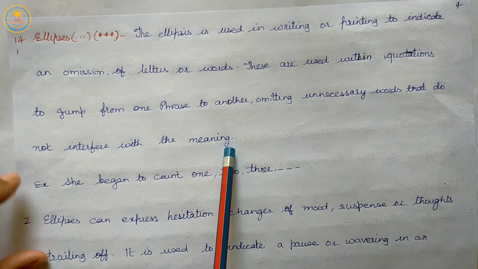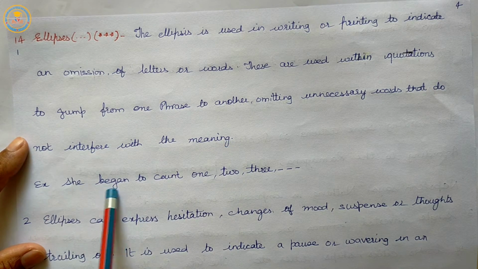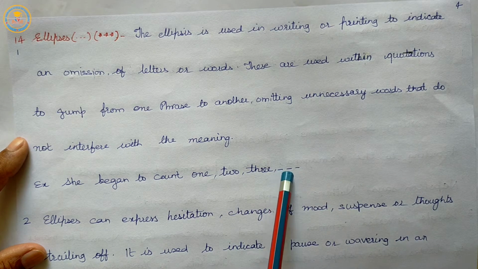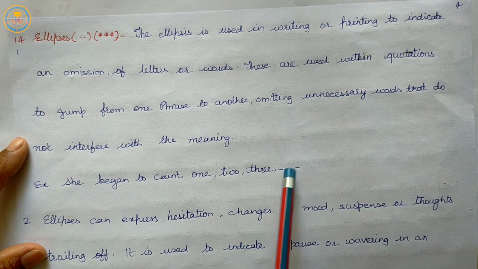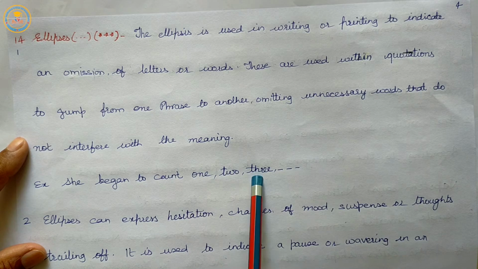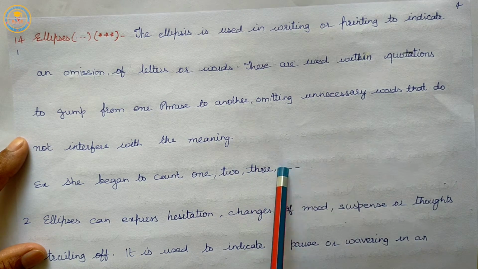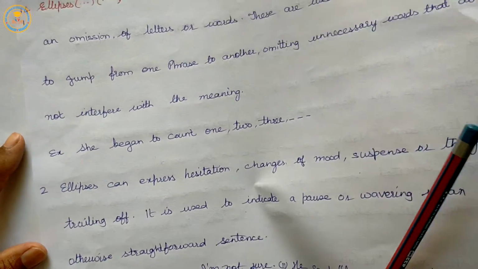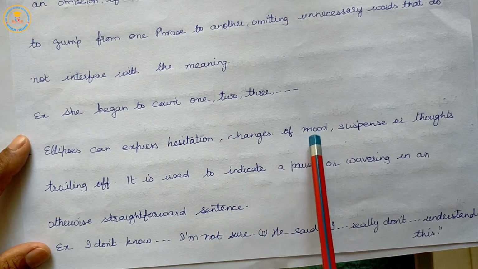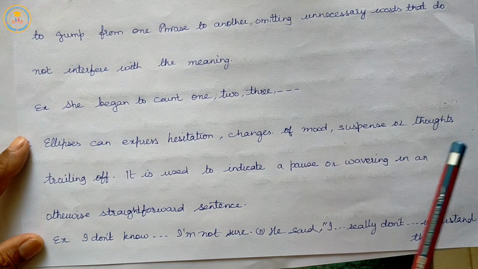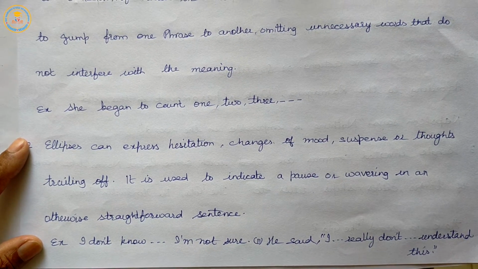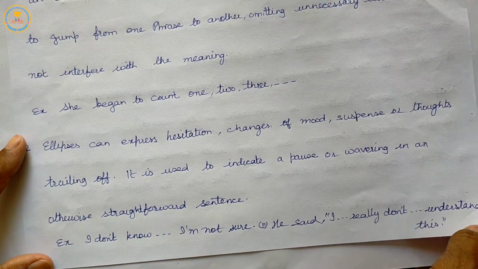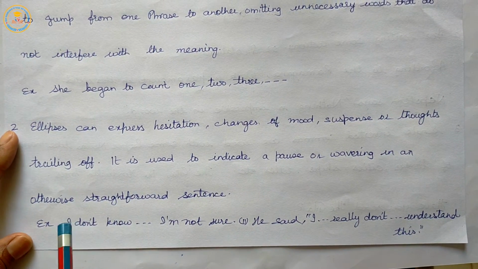Example, she began to count 1, 2, 3, ellipsis, so on, means 1, 2, 3 and so on, 4, 5, 6, like that. Ellipsis can express hesitation, changes of mood, surprise or thoughts.